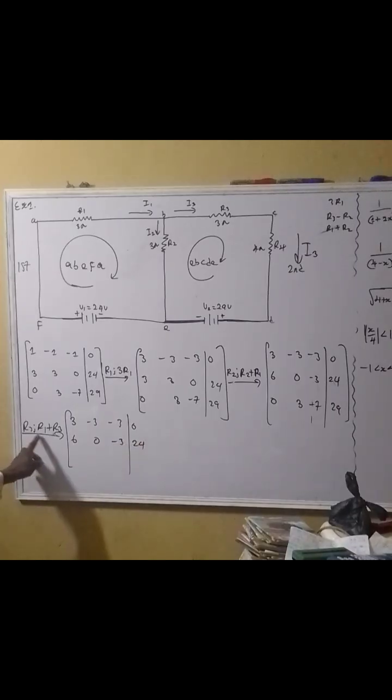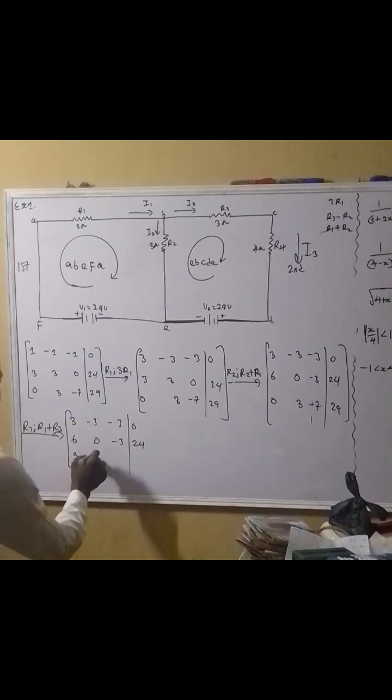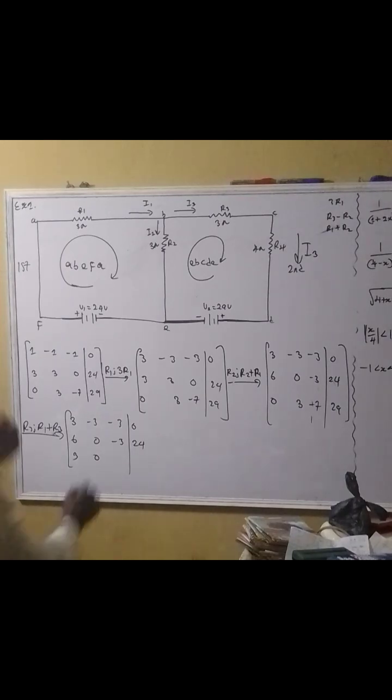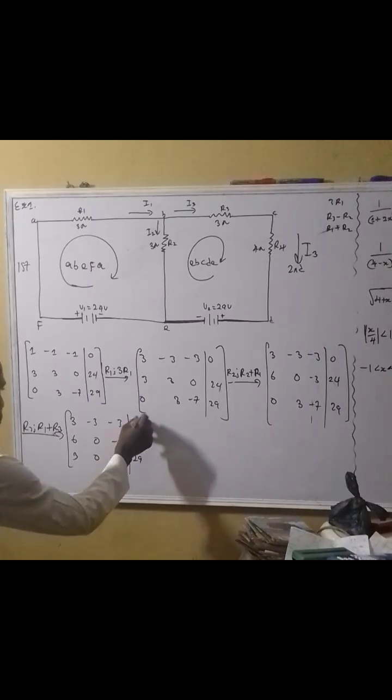So under row 3, R1 plus R3, 3 plus 0, you have 3. Negative 3 plus 3, that gives us 0. Negative 3 plus negative 7, negative 10, sorry. Are you getting what I'm saying? So at that point, 0 plus 29, that gives us 29.